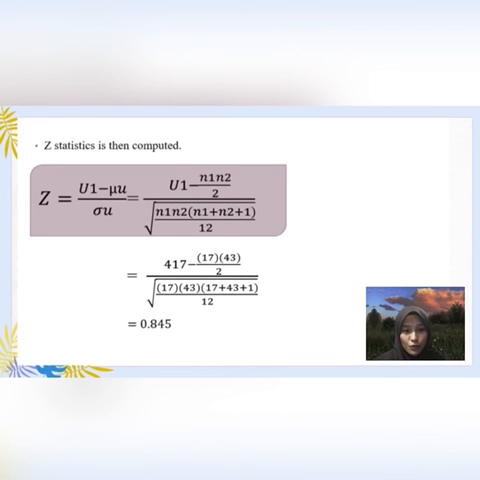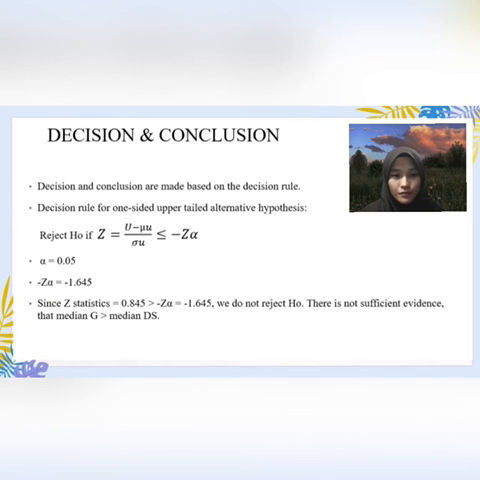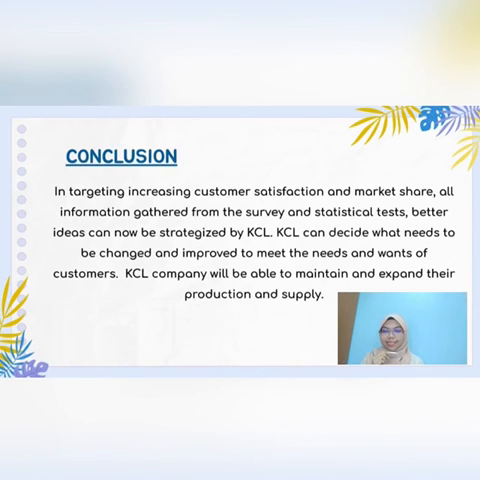After that, we move to computing the Z statistic. We use the Z formula as you can see on the screen and then we key in all the numbers and we get 0.845. For the decision rule, we reject the null hypothesis (H0) if the Z statistic is smaller than the critical value. At the level of significance of 0.05, we get negative 1.645 as the critical value. So we decide not to reject H0 since the Z statistic is greater than the critical value. We conclude that there is not sufficient evidence that the median of gender of baby is greater than the median of diaper size.